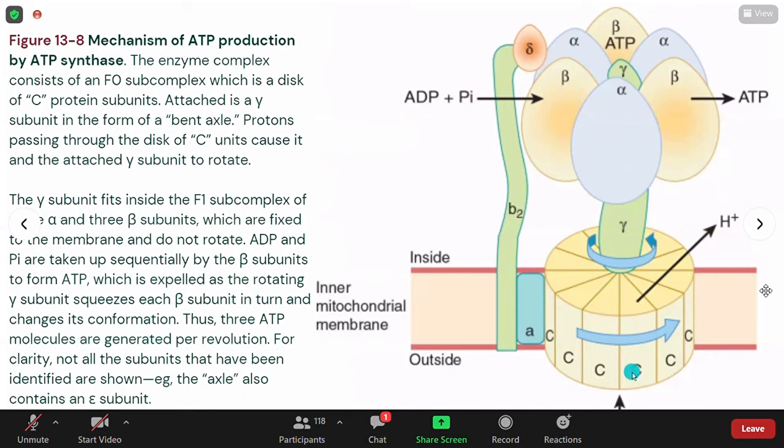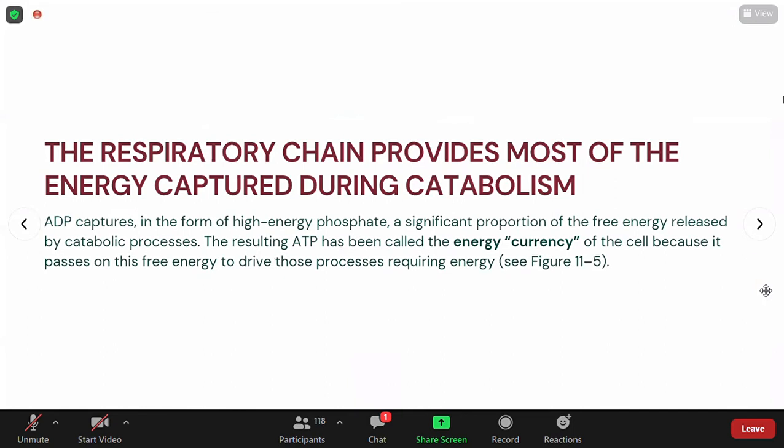So when hydrogen goes in, this turns around. And you have an axle here, which is a bent axle. As you can see, this is the gamma protein. And then you have three alpha subunits, one, two, and three, and three beta subunits, 1, 2, and 3. ADP and inorganic phosphate enter into your beta subunit and exit as ATP. Okay.